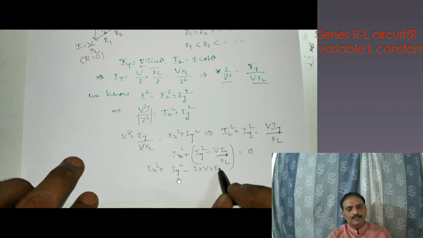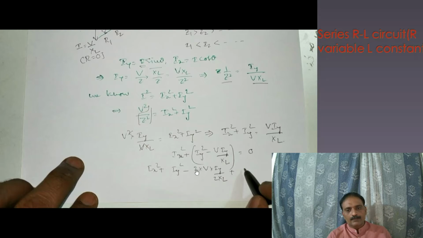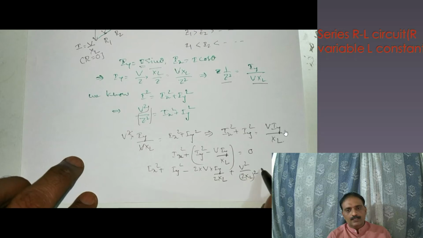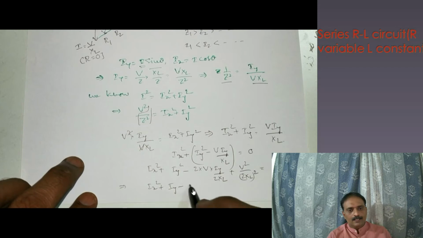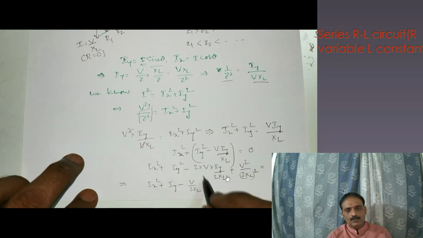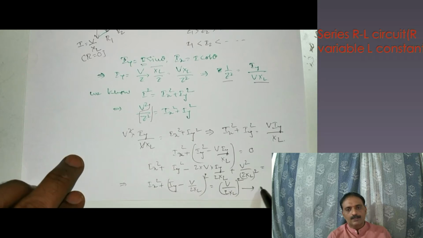and I am going to do a little modification here. Iy square minus, so here I am writing this as multiplying and dividing with 2, so 2 into V Iy by 2XL plus, and I am going to add V by 2XL whole square on both sides, so it is not going to make any difference. And Ix square plus this is of the form of a square minus 2ab plus b square, which gives rise to a minus b whole square, that is Iy minus V by 2XL whole square, that is equal to V by 2XL whole square.